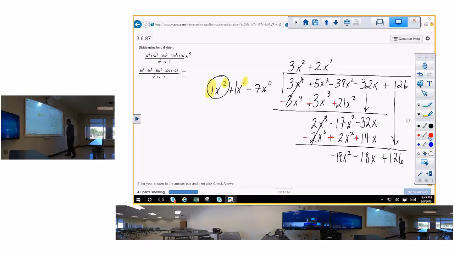I'll just go ahead and finish it. How many times will 1 go into negative 19? Negative 19 times. Negative 19 times x squared is negative 19x squared. Negative 19 times 1x is negative 19x. Negative 19 times negative 7 is positive. 19 times 7 is 133. Bring down your 6. 7 times 1 is 7 plus 6 is what, 13?